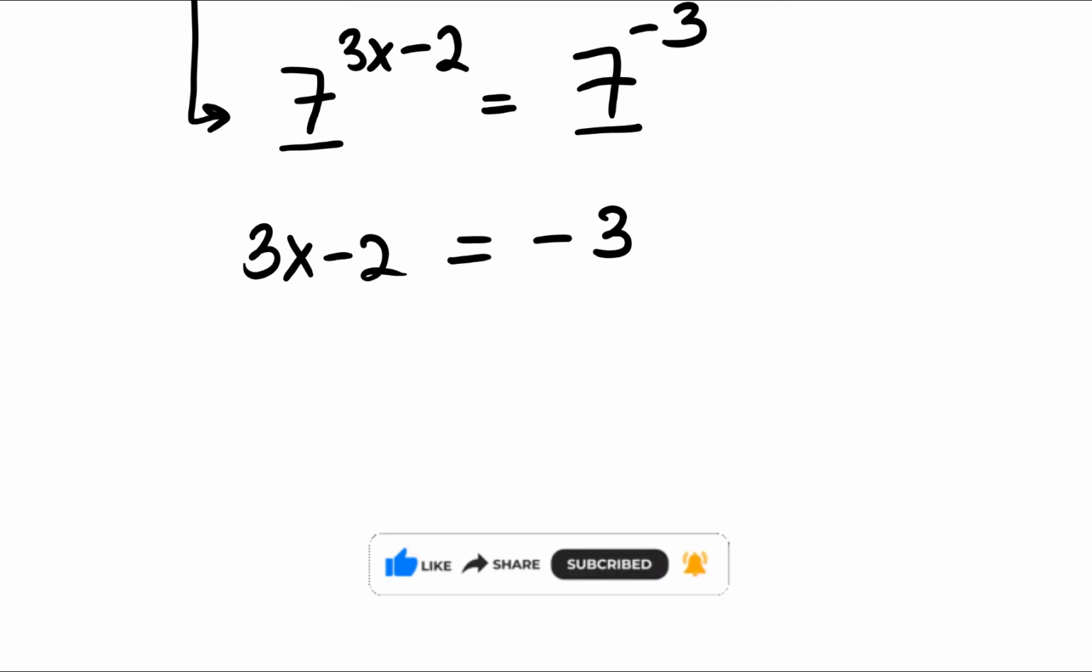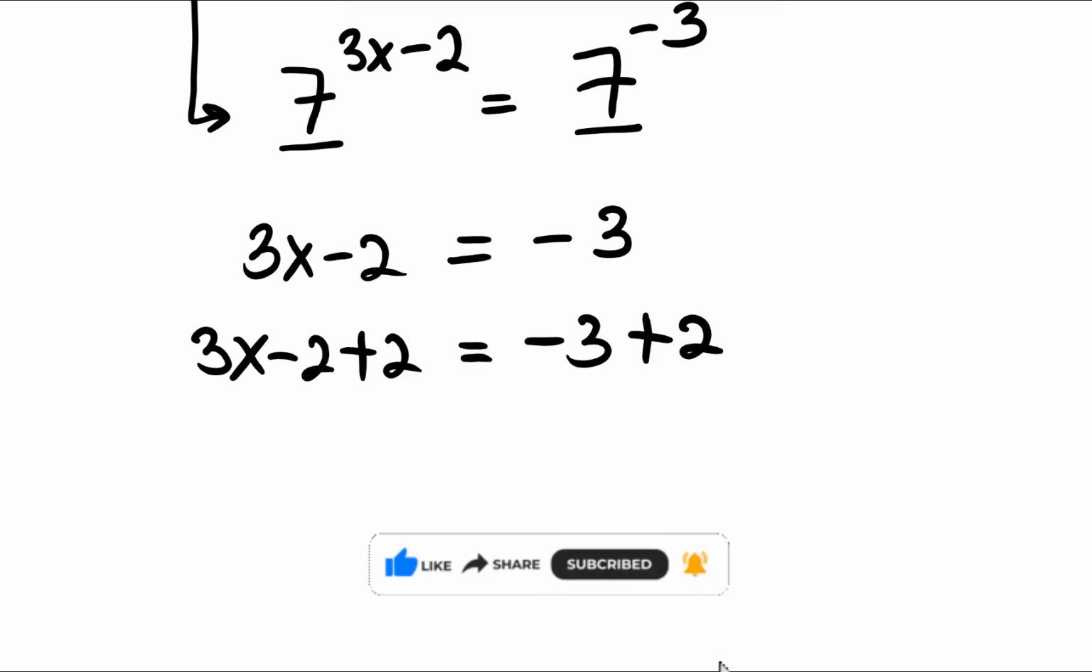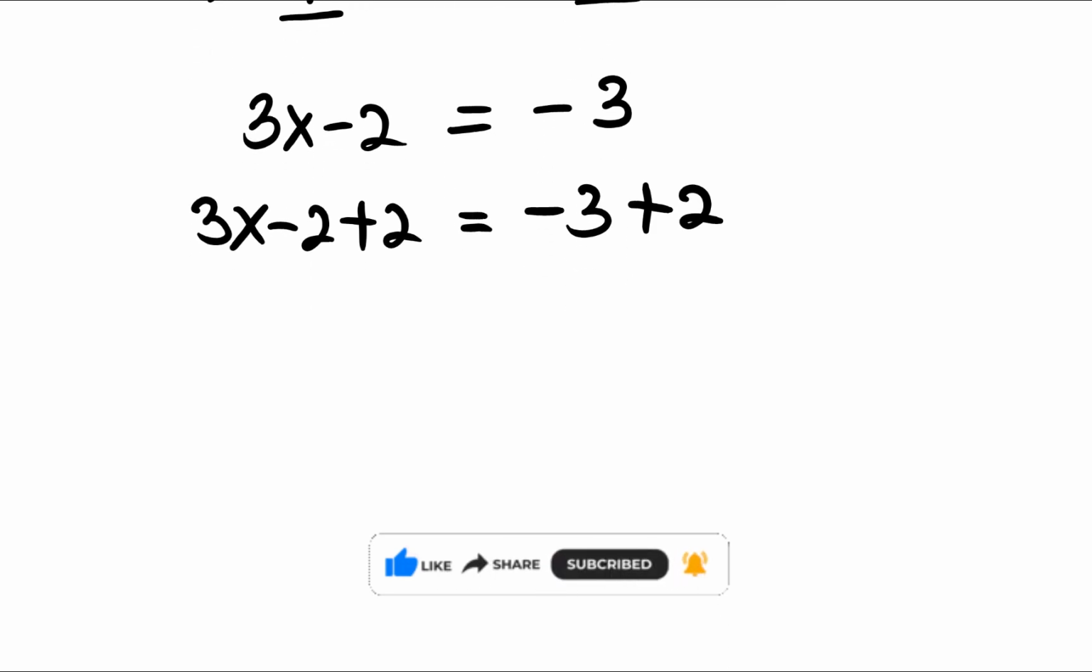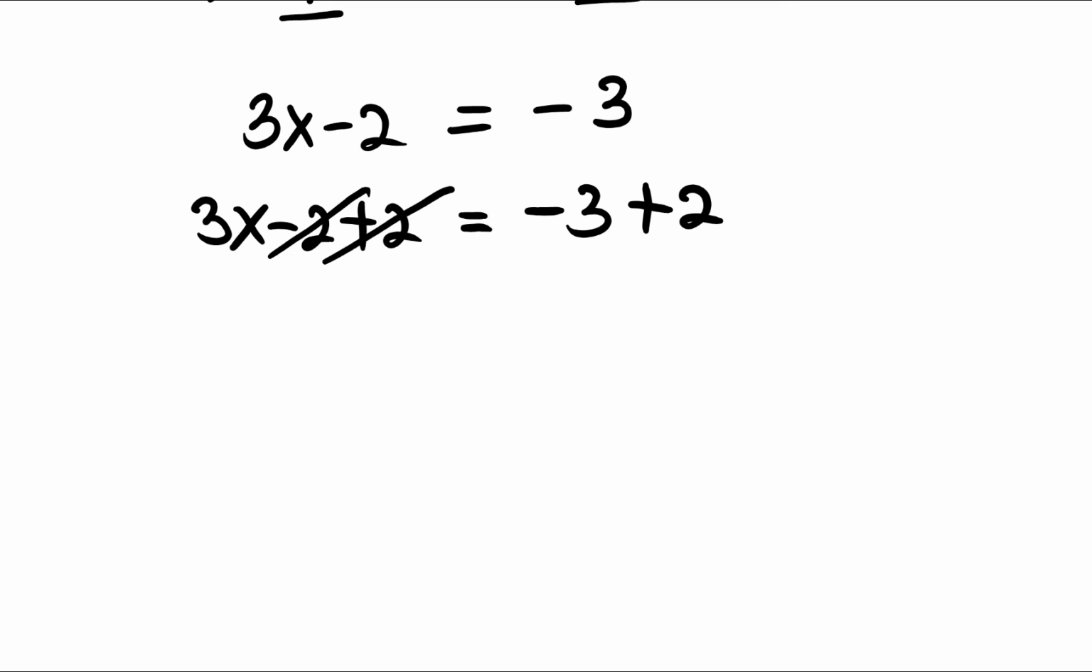Okay, so to do that, that means we need to get rid of minus 2. So to get rid of minus 2, we add 2 to both sides of the equation. So now this becomes 3x minus 2 plus 2 equals minus 3 plus 2. So minus 2 plus 2 will cancel out. So what we have left is 3x equals minus 3 plus 2, which will give us minus 1.